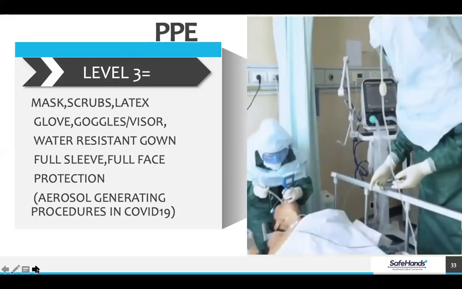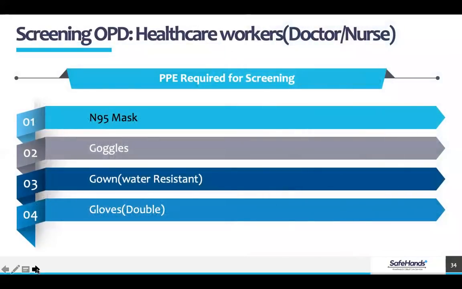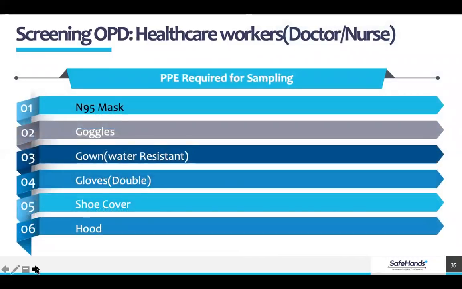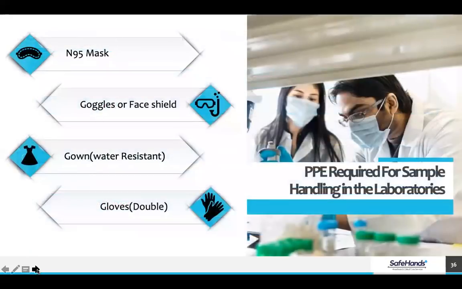Screening OPD, healthcare workers: PPE required for screening OPD are N95 mask, goggles, water resistant gown, gloves. PPE required for sampling: N95 mask, goggles, gowns, double glove, shoe cover, and hood. PPE required for sample handling in the laboratory: N95 mask, goggles or face shield, gown and gloves.